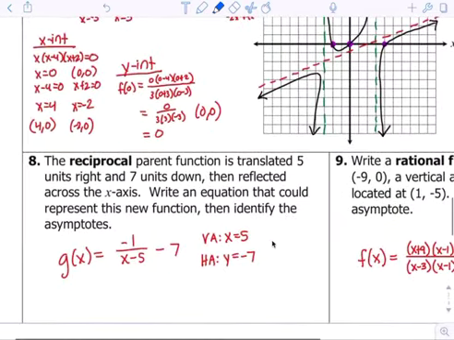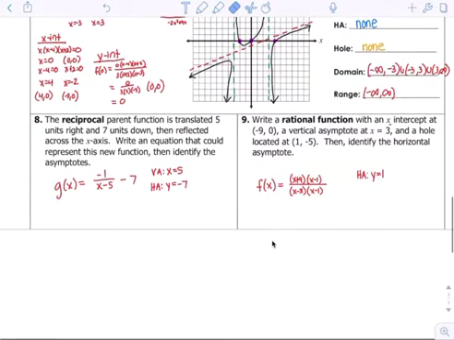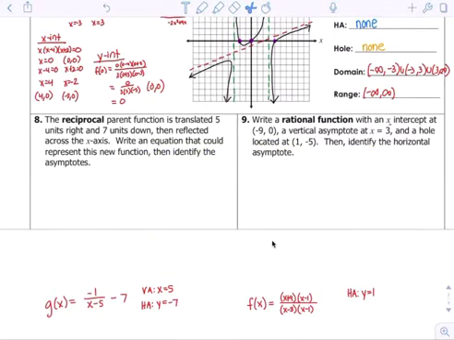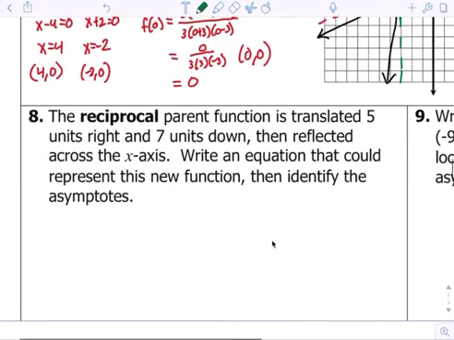Okay, so this one right here. Now, this one, you guys, you have to make it from scratch. I'm gonna put these down so you guys don't get heavily influenced by this. And we're just gonna take a look. So this is how I go about it. Okay, so it says reciprocal parent function, right? So you know the parent function is this. And what we're about to create is just a transformation of that.